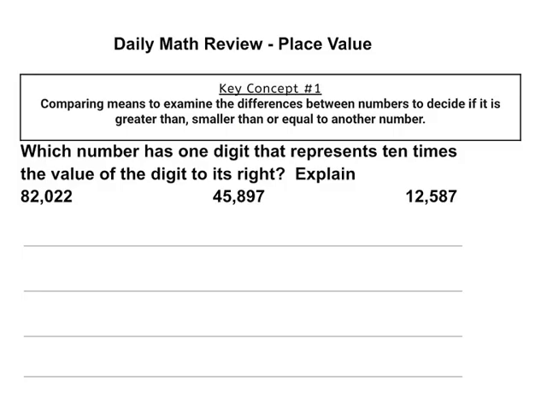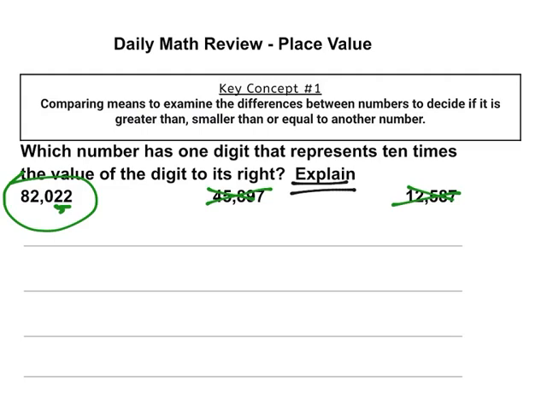Okay, here we go. Question number 1. Which number has one digit that represents 10 times the value of the digit to its right? And then we have to explain. Remember, we're looking for a number that has two identical numbers side by side. If I look right here, 82,022, I see that one definitely has it. Let's check the next one. 45,897, nope. 12,587, nope. The first number is the only one where one digit is 10 times more than the value to its right. So the 2 in the tens place is 10 times more than the 2 in the ones place.